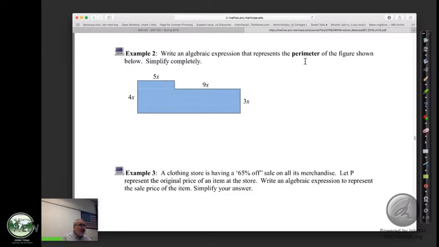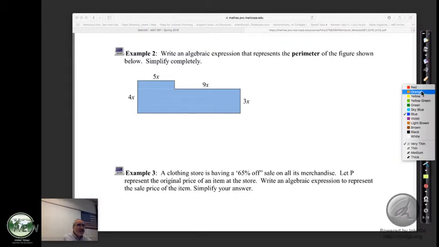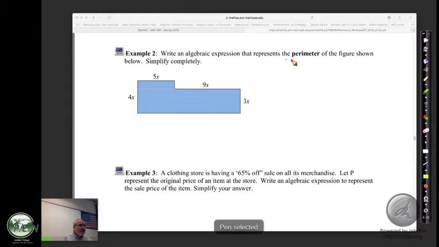Okay, so how about this as another perimeter problem? What are we doing? Adding like terms, right? So part of it's just figuring out, this is 3x, that's 4x, that's 5x, that's 9x. So can anyone figure out what this must be?